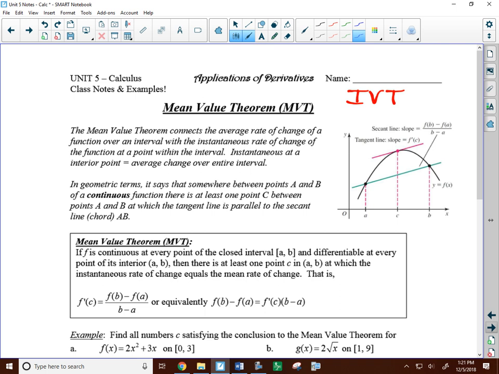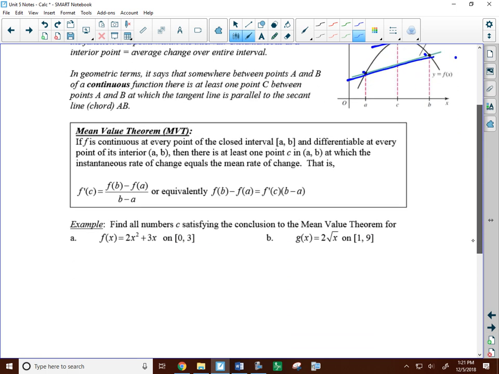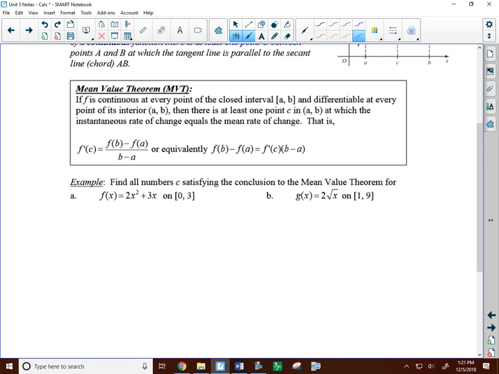All right, back to this. Here's the illustration. These two points here are the secant line, and there's the tangent line slope. I said all that in words up there. It has to be three things though: a continuous function, a closed interval, and differentiable. Those three things, then it will work. Then the IROC, the instantaneous rate of change, equals the mean rate of change, that's the average rate of change. So there you go, the IROC equals AROC.